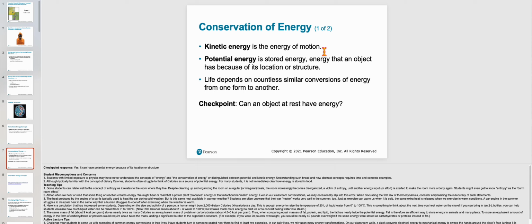ATP is the energy source that the cell is going to use. Just like a battery is an energy source for our cell phones. So cell phones use battery as an energy source. Our cells use ATP as an energy source. So one way or the other, energy is converted from one form to another. And that's exactly what that third sentence says. Life depends upon countless similar conversions of energy from one form to another. So when we eat our food, we take chemical energy, we convert it into kinetic energy when our muscles are actually moving. Okay, next slide.